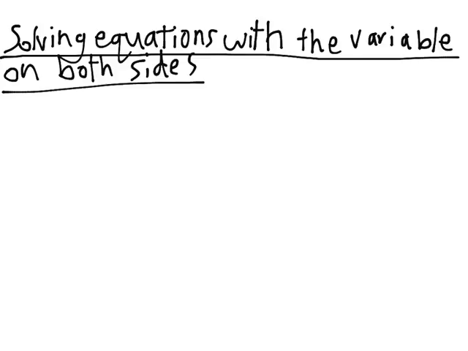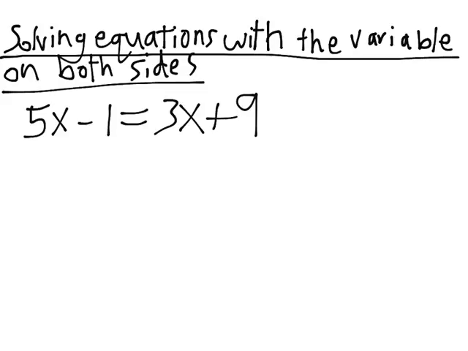All equations we have talked about so far only have the variable appear in one place, but this won't always be the case. Sometimes the variable will be on both sides of the equation. Consider, for example, the equation 5x minus 1 equals 3x plus 9. With this kind of equation, the first step we have to do is to move all occurrences of the variable to the same side of the equation so that we can combine them.